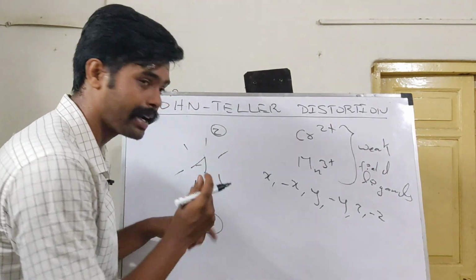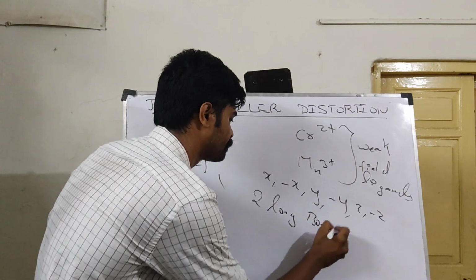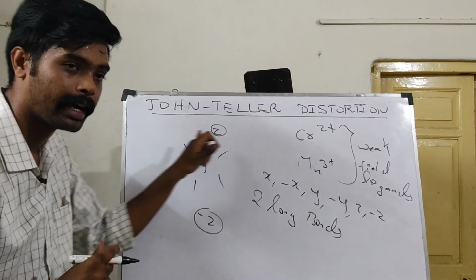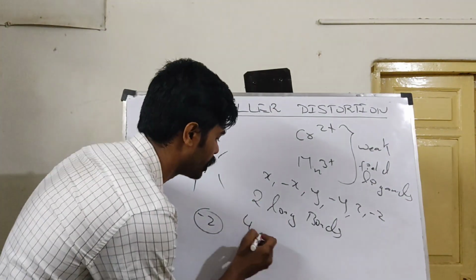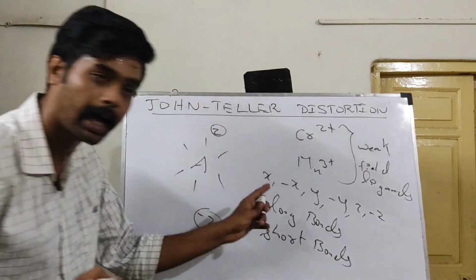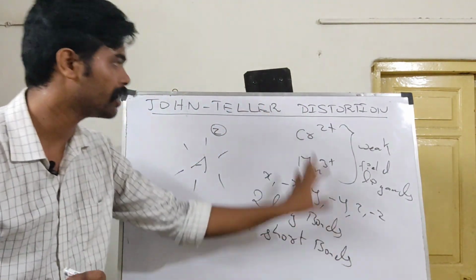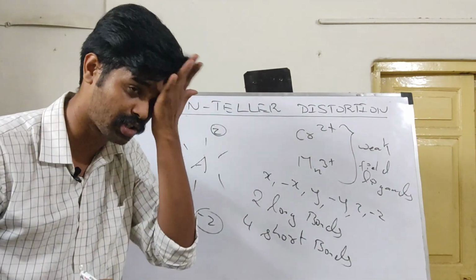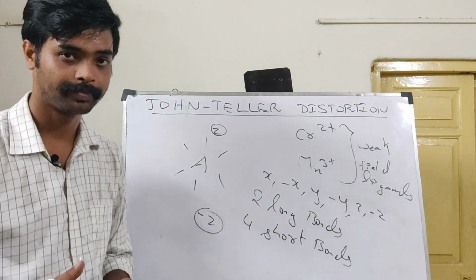Along z and minus z, due to higher repulsion, 2 long bonds, right? And along x and y direction, the ligand is going to approach still closer. I am going to have 4 short bonds. Now this happens when I have an electron in the dz square. No problem. Now this phenomenon is what is called Jahn-Teller distortion, distortion of the bond lengths. Not all the bond lengths are going to be the same, right?